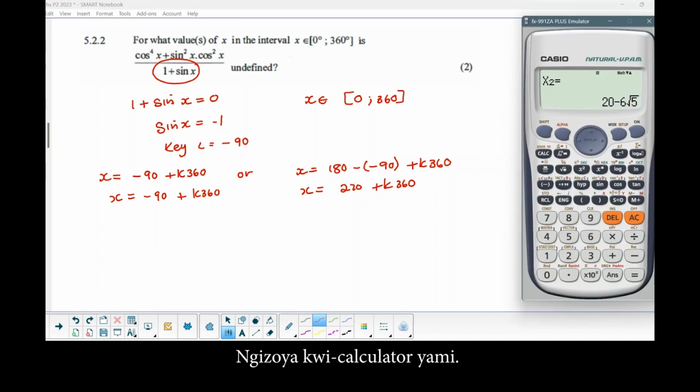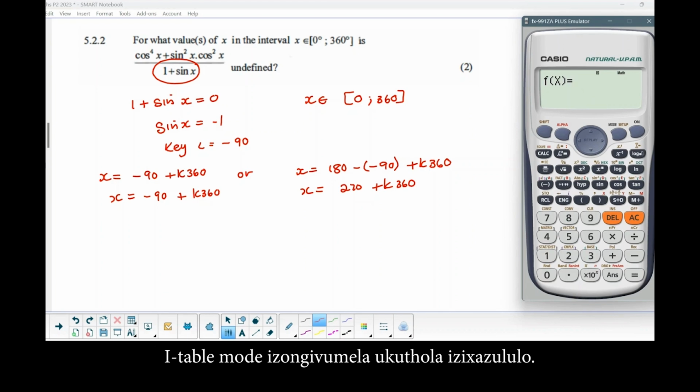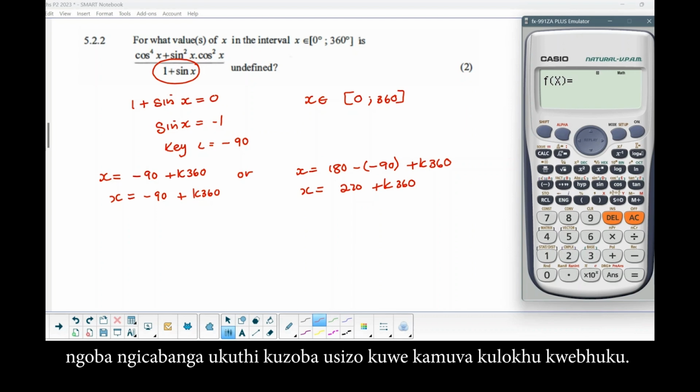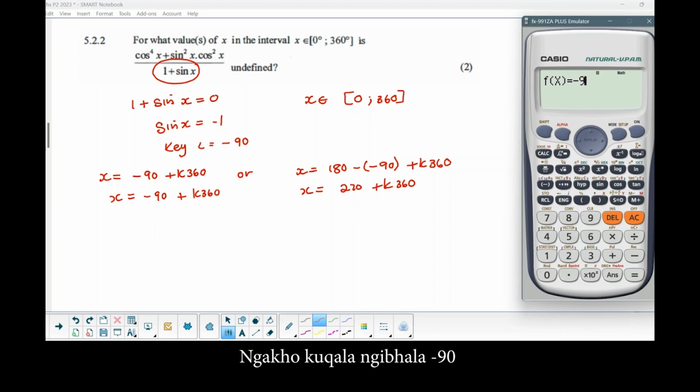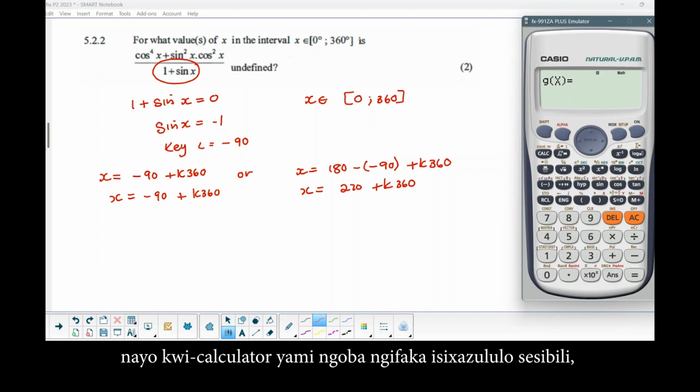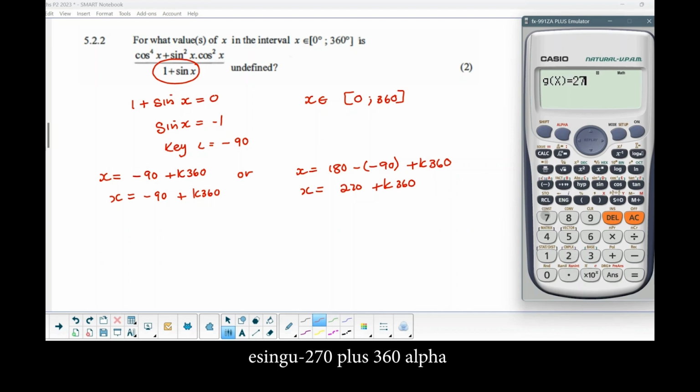I'm going to my calculator. I will go into my table mode. My table mode will allow me to actually generate the solutions. So if you haven't done this before, watch exactly what I'm doing because I think we'll need it later on in this paper as well. So first I'm typing in negative 90 plus 360 alpha x. My x here is replacing the k there because I don't have a k to work with on my calculator. For g of x, I'm putting in the second solution, which is 270 plus 360 alpha x. Again, x representing my k value.